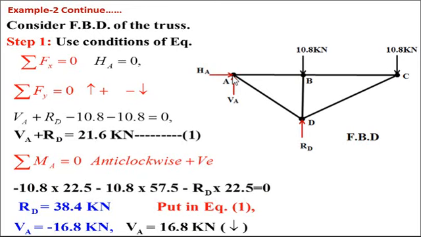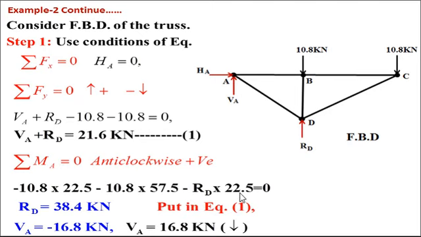Take moment about A. About A, both these forces will rotate anti-clockwise. Minus 10.8 into this distance, that is 22.5. Okay. Minus 10.8 into this total distance 57.5, and this RD is upward, so it will rotate anti-clockwise about A. Okay. So this RD must be plus here. So again here there is one mistake. This RD must be plus here.